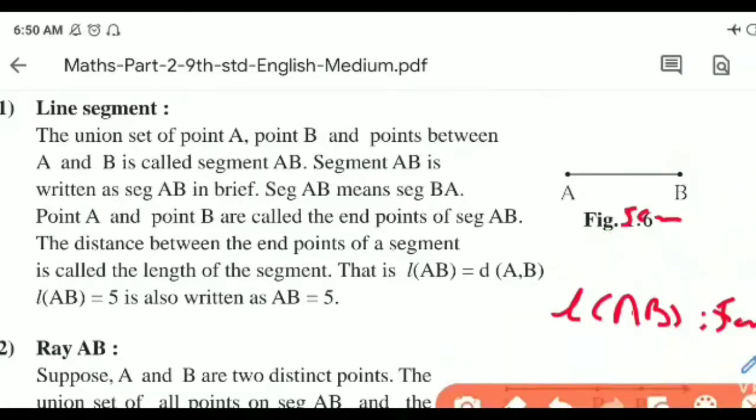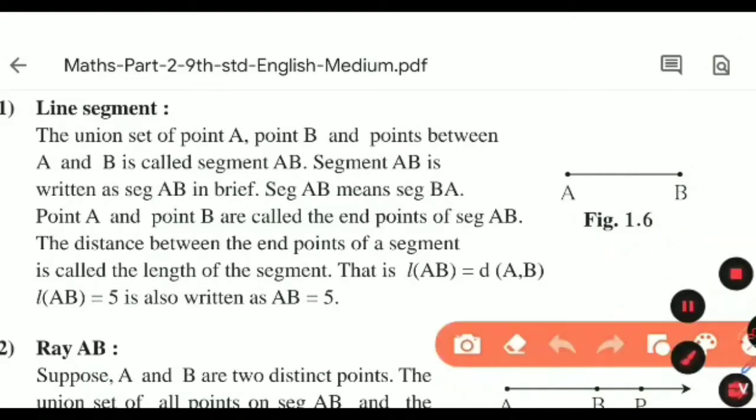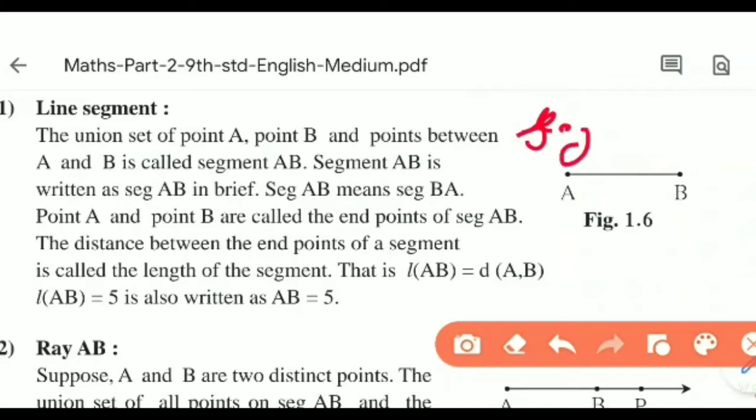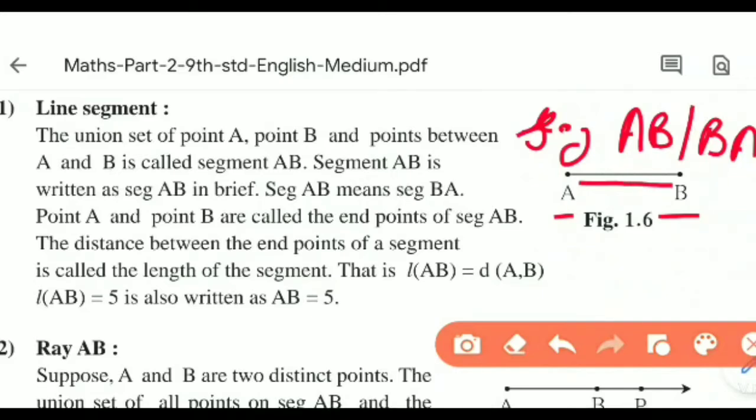So first of all, what we learn from this is that we can read it as seg AB, or seg BA. Both ways we can read it. What is the seg AB? Seg AB means the point A, point B, and the points in between A and B is called seg AB.